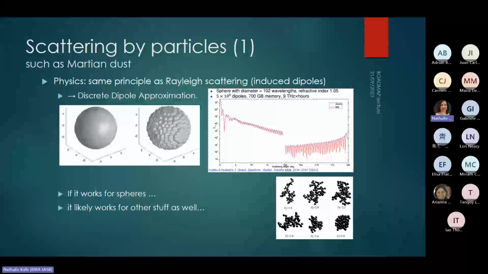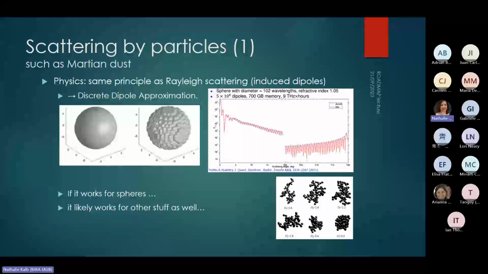What about scattering by particles? Yes, this is our thing, Martian dust. Same principle as Rayleigh scattering is induced dipoles, but now in a particle. All the different molecules or atoms in a particle are induced dipoles. Well, you can do this. You can take a particle, like a sphere, for example, its discretization, and every single piece is a dipole. And you can calculate the total response, the scattering response.